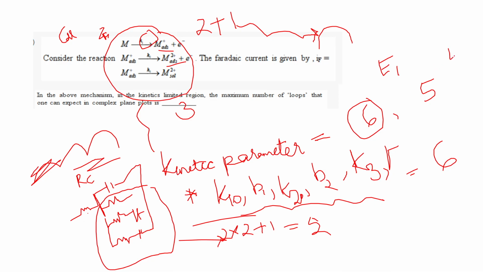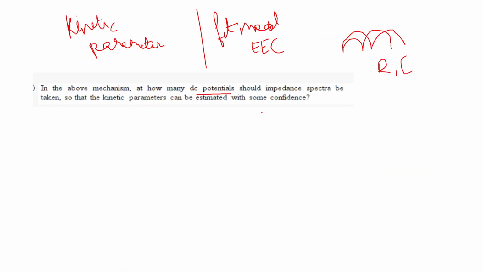Now if I am going for another one, E2, I am taking the data at 2 potentials. What will happen? I will still have 6 kinetic parameters, but I will have 10 fit parameters. So now this is greater than the kinetic parameters. So by this I can say I need two DC potentials in order to estimate the kinetic parameters with some confidence.